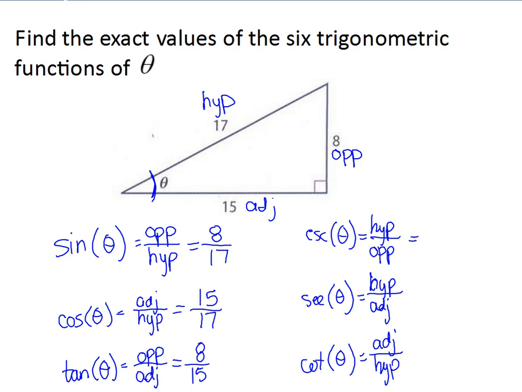Cosecant is just the reciprocal of sine, or the hypotenuse over the opposite. Secant is the reciprocal of cosine, or the hypotenuse over the adjacent. And cotangent is the reciprocal of tangent, or adjacent over the opposite. So these are our 6 trigonometric functions for theta on this triangle.